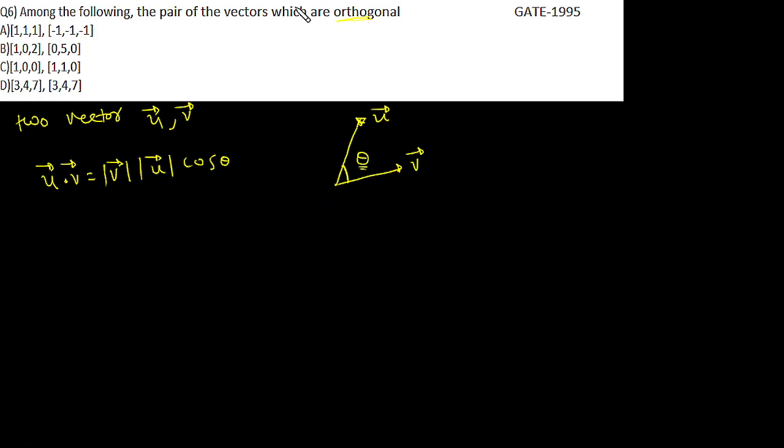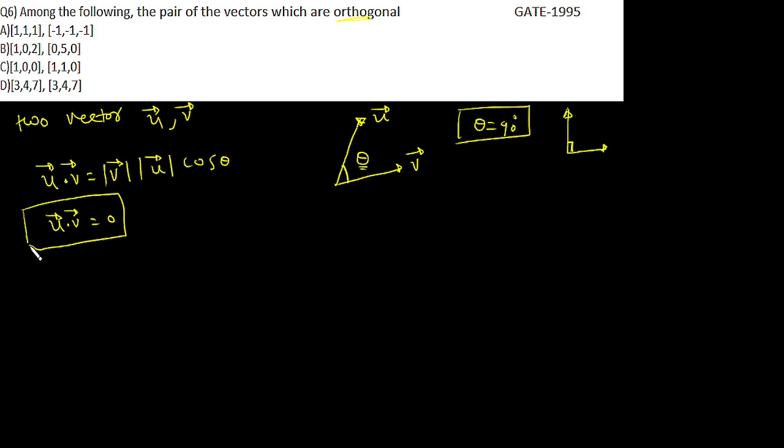Now here, in the question it is given that the vectors are orthogonal. So here we have theta equal to 90 degrees, because only then will these two vectors be orthogonal like this. So here cos 90 will be 0. So what we are getting is simply vector u dot v equals 0. So that's it, we got the condition for two vectors to be orthogonal if this condition is satisfied.